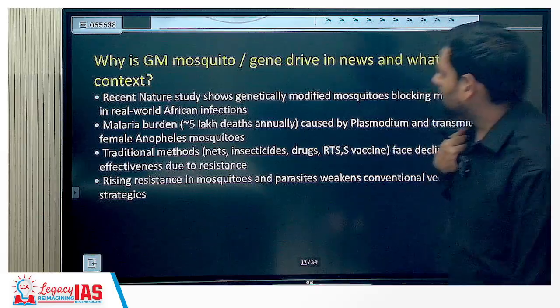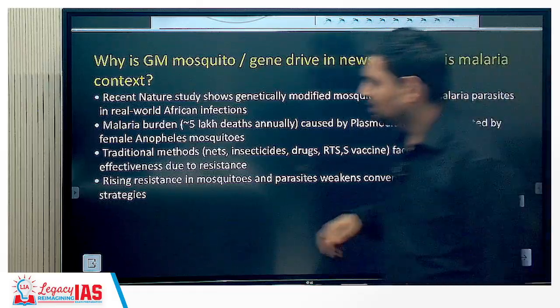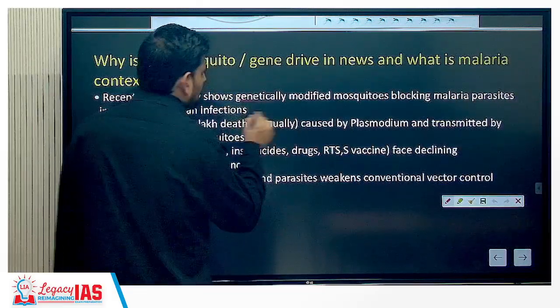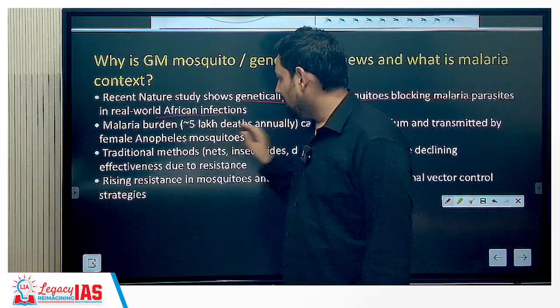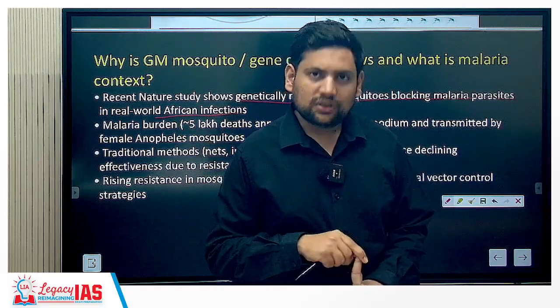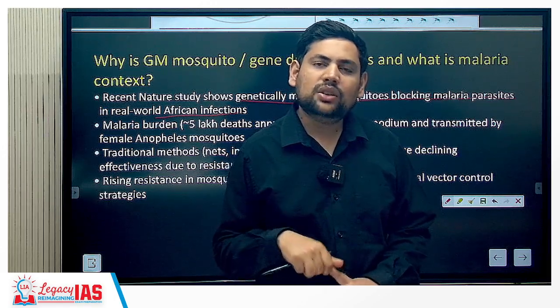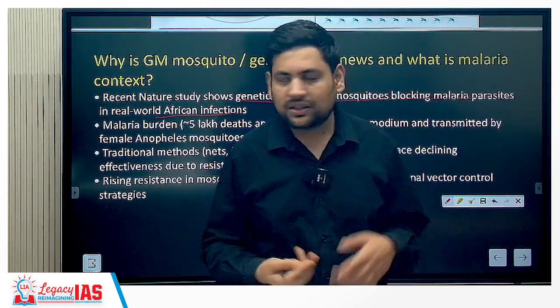Then, why is GM mosquito slash gene drive in use, and what is the malaria context? Okay, so let's see this. A recent Nature study shows genetically modified mosquitoes blocking malaria parasites in real world African infections. So this also we talked about, that either you want to change them in such a way that they become very bad carriers of malarial parasites. Correct?